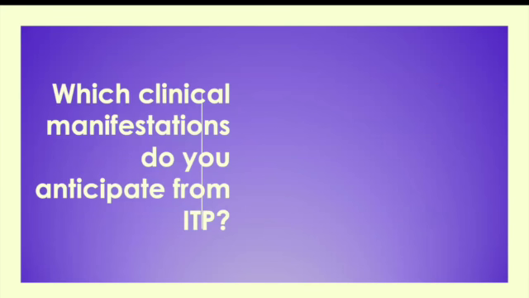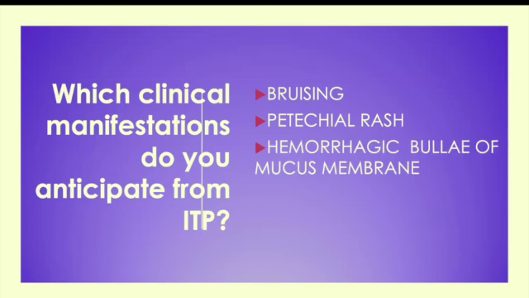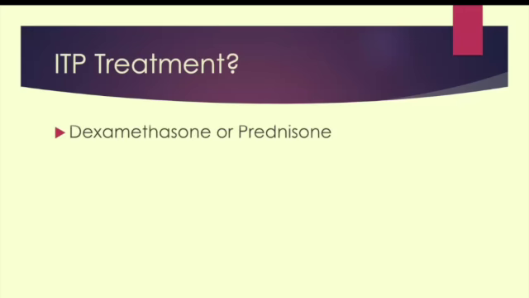Which clinical manifestations do you anticipate from ITP? That would be bruising, petechial rash, hemorrhagic bullae of mucous membranes. That's the flosser or teeth brusher that keeps having those gums bleed. And then asymptomatic bleeding. So ITP's treatment, guys, is going to be steroids like dexamethasone or prednisone, IVIG, splenectomy in rare cases, but it happens.